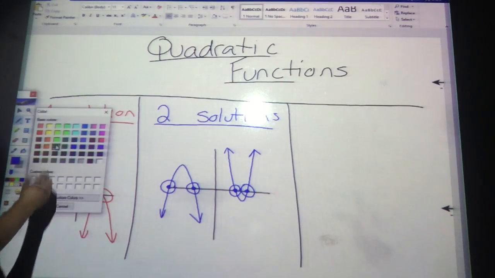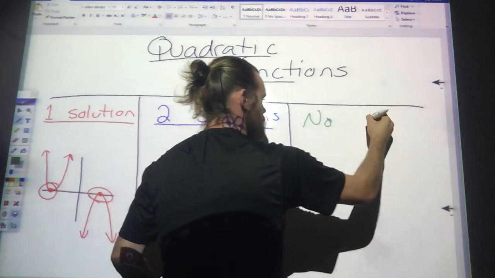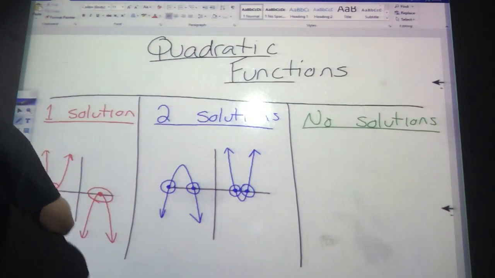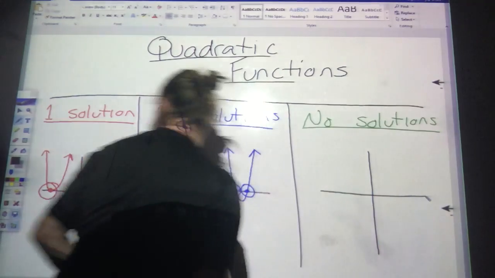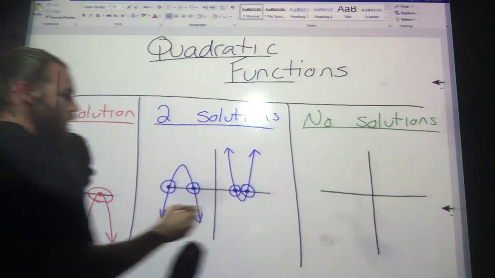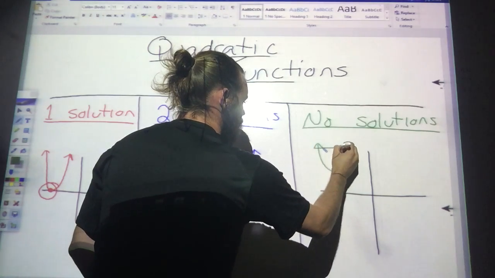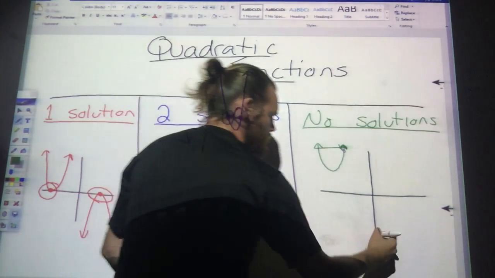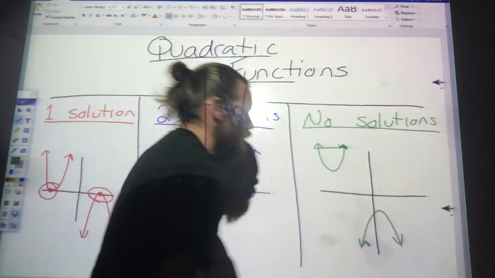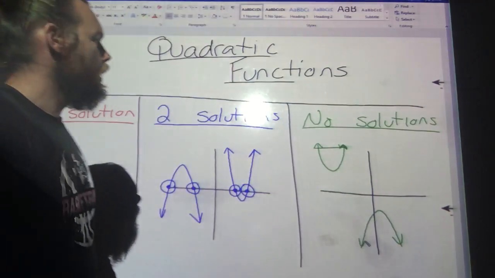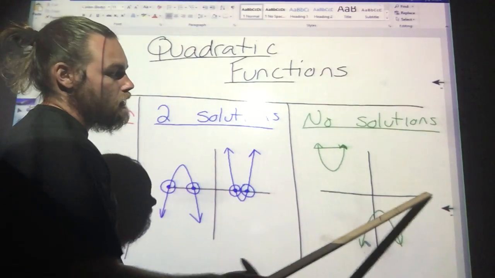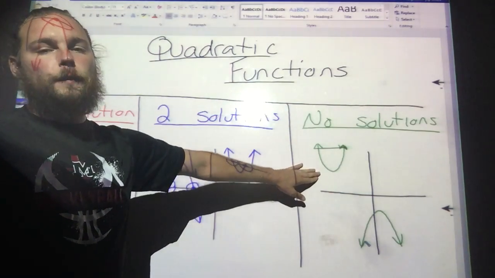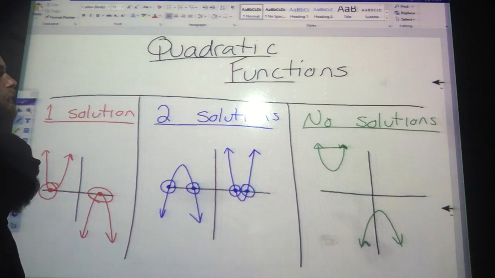Or you can have no solutions. No solutions means exactly what it says. There will be no point where the graph crosses the x-axis. So usually if it's just sitting up there out of nowhere where it does not cross the x-axis. It can cross the y-axis, that's fine, that's the y-intercept. But when you have no solutions, your parabola will never cross the x-axis.